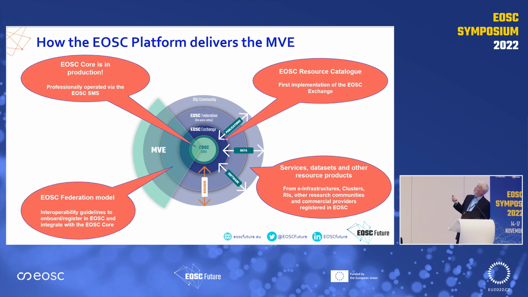So again, a repeat of the discussion. The core is in production. We have a resource catalog, which is the first implementation of the EOSC exchange. We have a federation model to interoperate not only amongst our components, but also amongst the various data and service capabilities that are spread across the core plus the platform plus the exchange. And then we're bringing in the outside resources, the resources from the communities, into EOSC, not to put them in a different place, but to allow them to join into the benefits of this federated model.